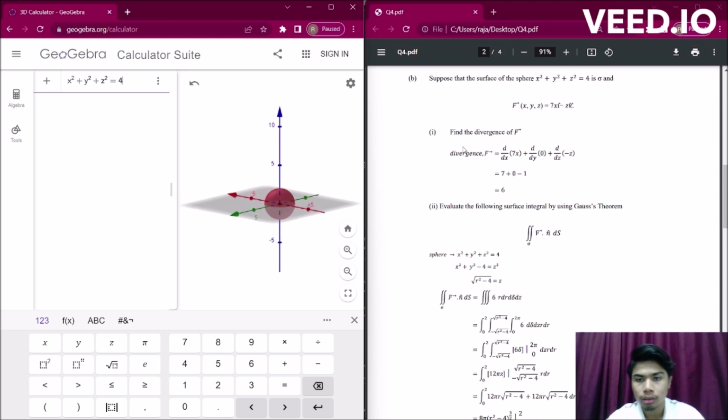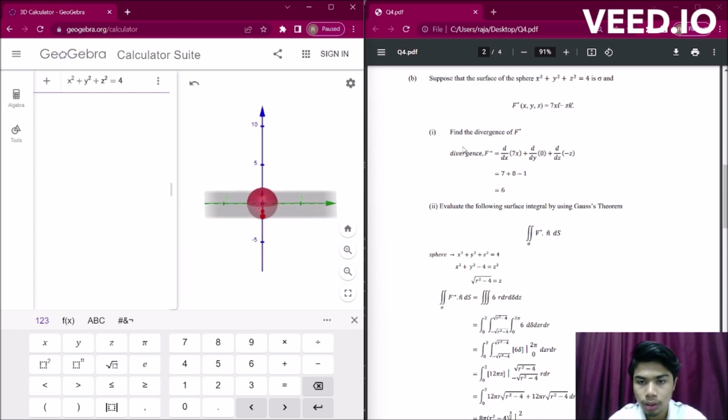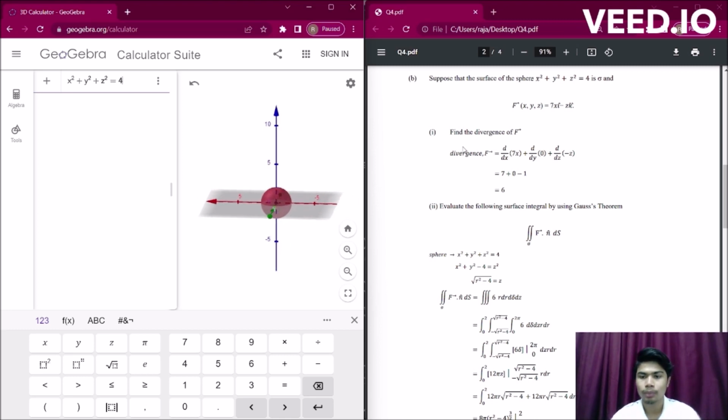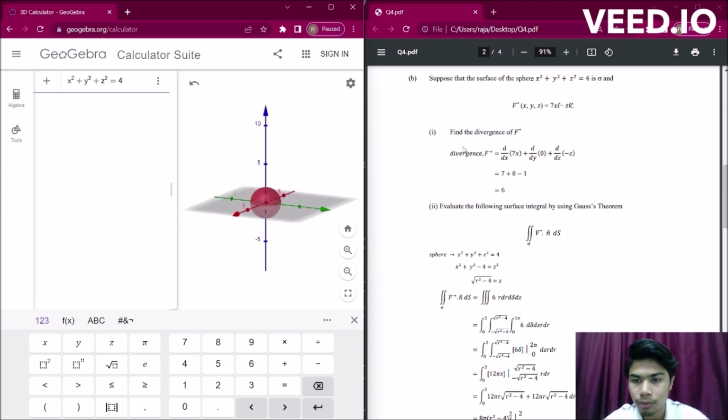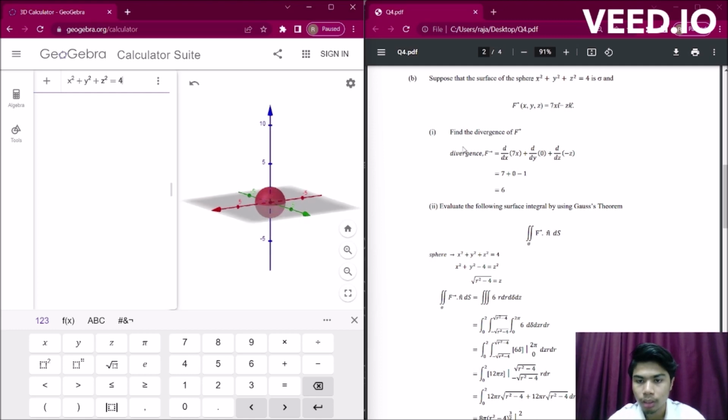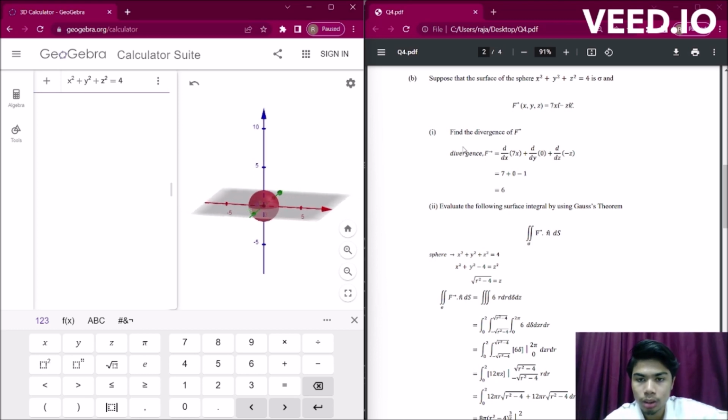So next we go to question number 1. Find the divergence of f. So for this question, we must do the differentiation of 7x, 0 and minus z, and then we will get the value of 7 plus 0 minus 1, and the answer is 6. Next, we go to question number 2.